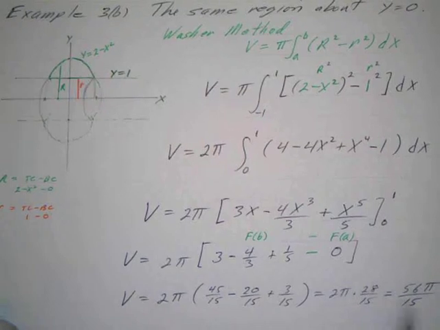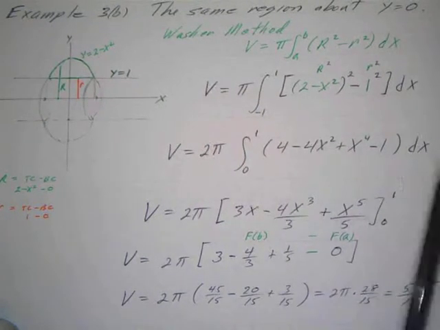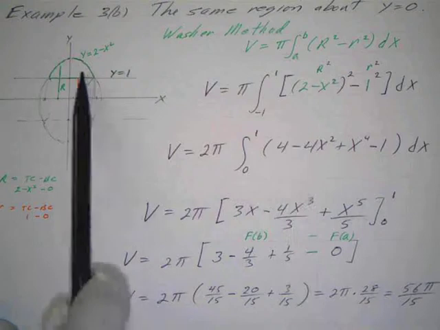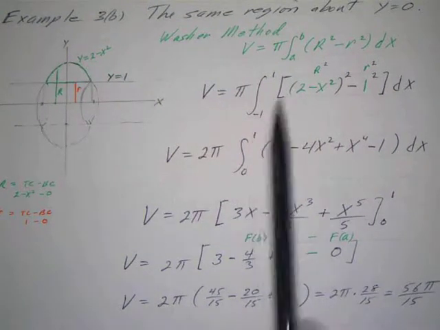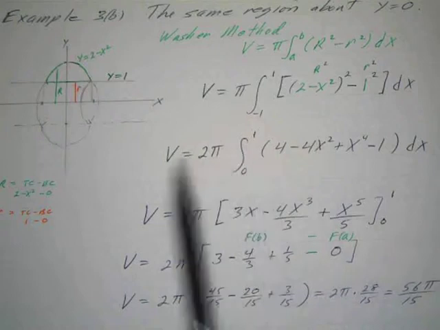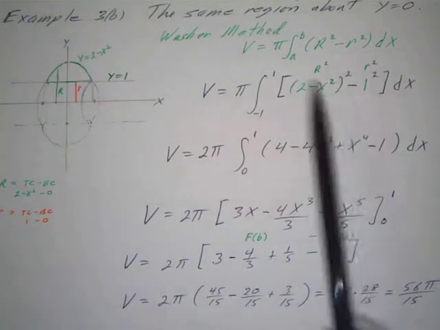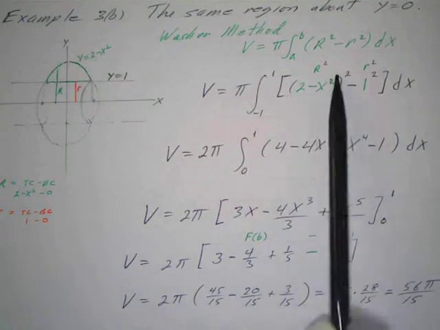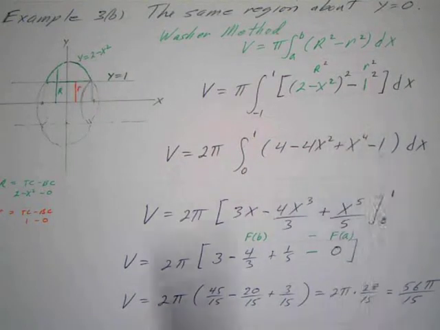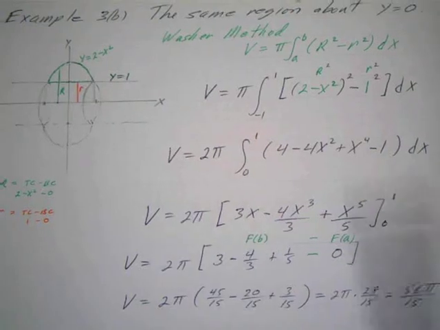Okay. All right, then once we have the big R and the little r, and we've factored out the pi, I'm going to do the same technique. Since we've got the same symmetry, I can change this from -1 to 1 to just 0 to 1 and double it, and there's the pi, and then I can work this out. I've got to square this out, so it's going to be 4 minus 4x squared plus x to the 4th, and then 1 squared is 1. Then I can simplify that when I take the antiderivatives.